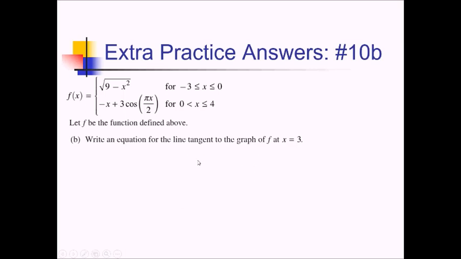On this part of the problem, they want the equation for the line tangent to the graph of f at x equals 3.